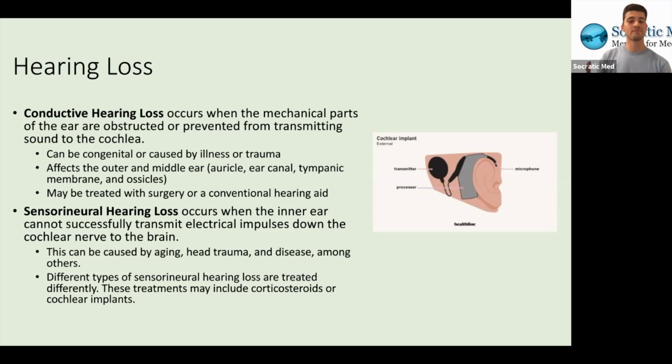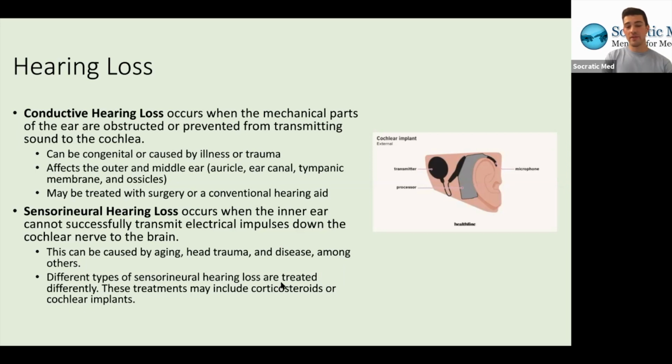So this can be caused by aging, head trauma, disease, among a bunch of other different things. And obviously, since the nature of these two sorts of hearing loss is different, the treatments are a little bit different. These treatments can include corticosteroids. Sometimes if it's head trauma or if there's a great deal of swelling, swelling can interfere with that vestibulocochlear nerve, and it can prevent information from getting to the brain. So sometimes they use corticosteroids to stop swelling.